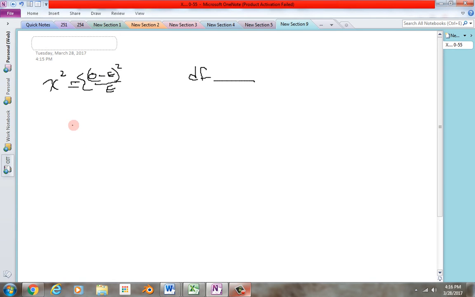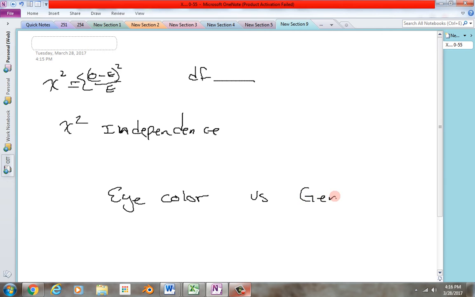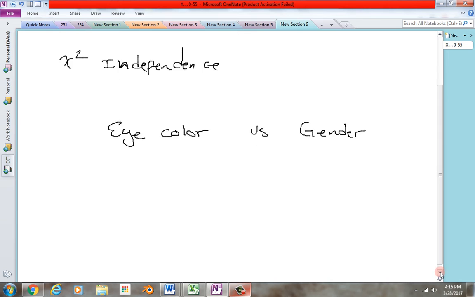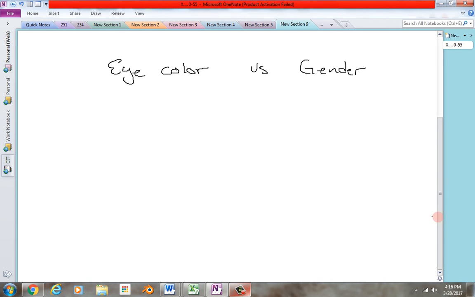So what we're going to start off with is called a chi-square test for independence. The idea here is that you have two categorical variables. For instance, eye color and, well, I don't know, gender, I guess, because why not? Does it matter what gender you are on your eyes? No, probably not. At least I never thought it did.